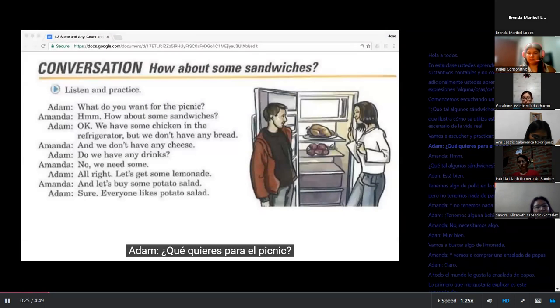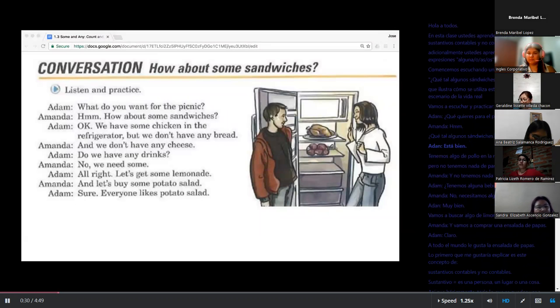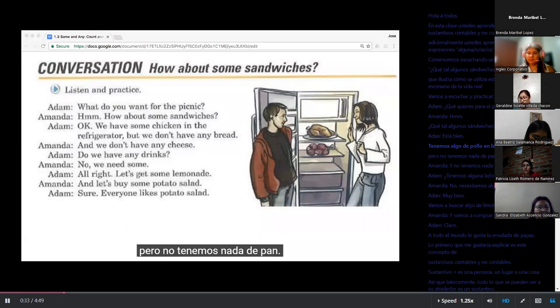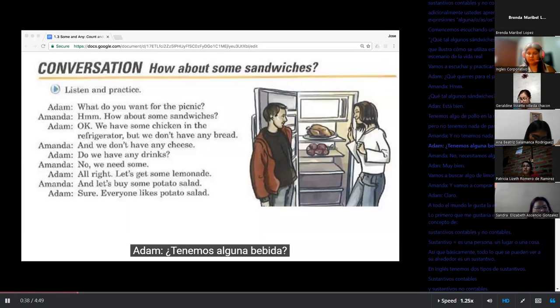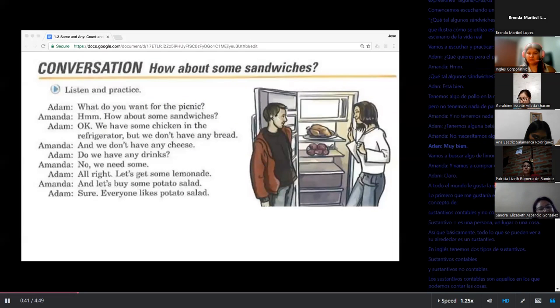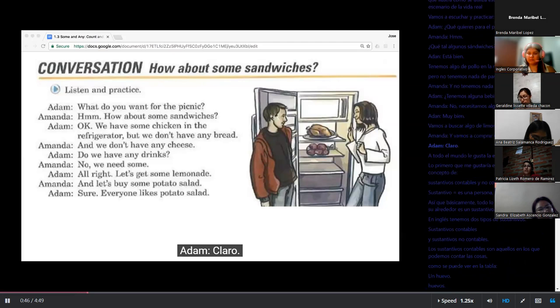What do you want for the picnic? How about some sandwiches? Okay. We have some chicken in the refrigerator, but we don't have any bread. And we don't have any cheese. Do we have any drinks? No, we need some. All right. Let's get some lemonade. And let's buy some potato salad. Sure. Everyone likes potato salad.